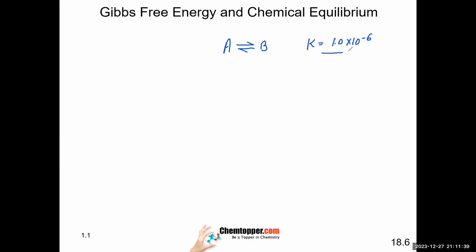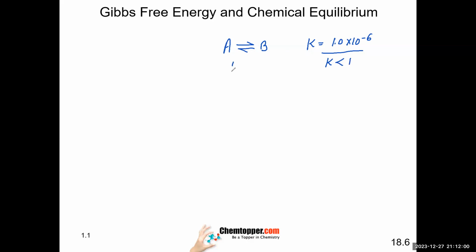Is this K value greater than 1 or less than 1? Yusuf, this K value is greater than 1 or less than 1? Look at the value. Yes, all of you, please answer. It is K is less than 1.